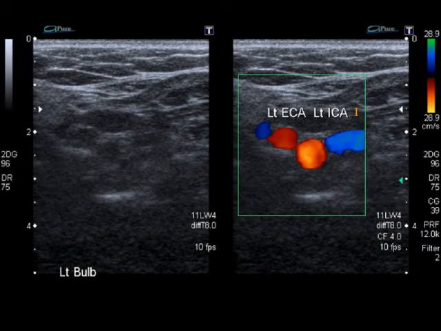Walk the cursor through entire course of carotid artery in transverse plane, especially the bifurcation is very important. This offers better assessment of intimal thickening, plaque extent, and lumen narrowing.